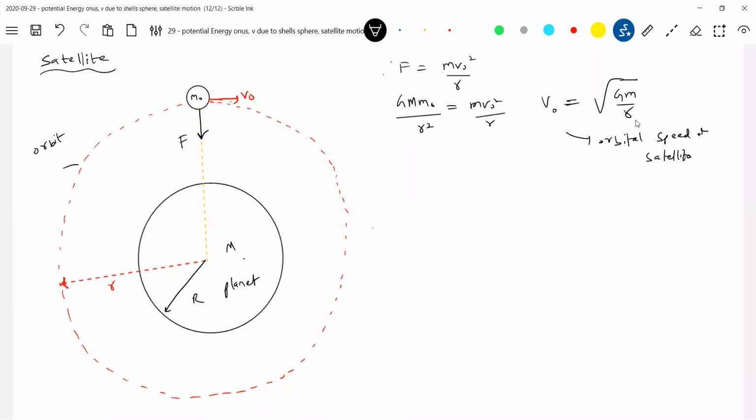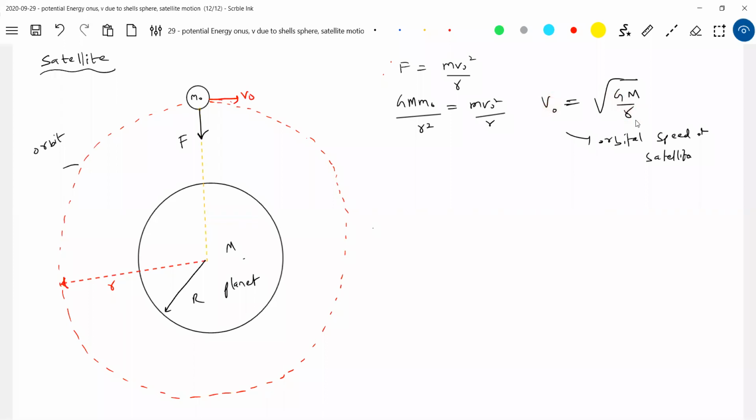What is M? M is the mass of the Earth, not the mass of the satellite, the mass of the planet. What is r? The radius of the orbit. As the radius of the orbit increases, the orbital speed decreases. I think this is very important. So those satellites which are away from the surface of the Earth will have less speed. Those which are nearer will have more speed. So the orbital speed depends on the radius. As the radius increases, the orbital speed will decrease here.